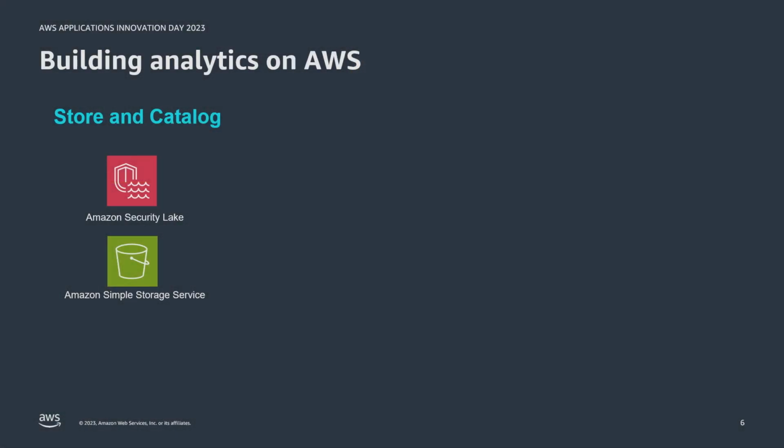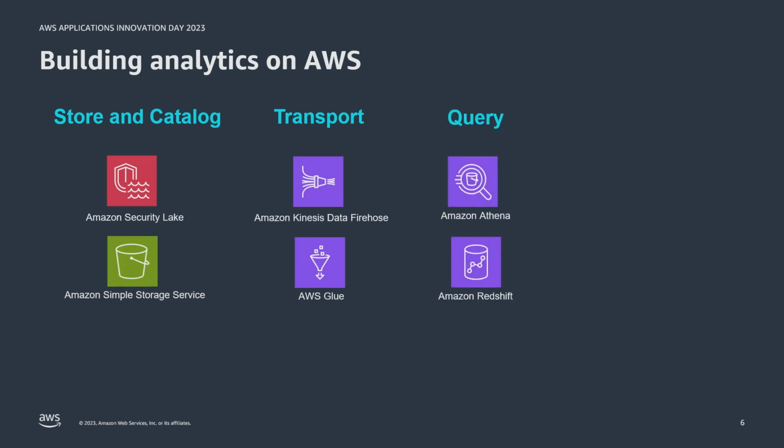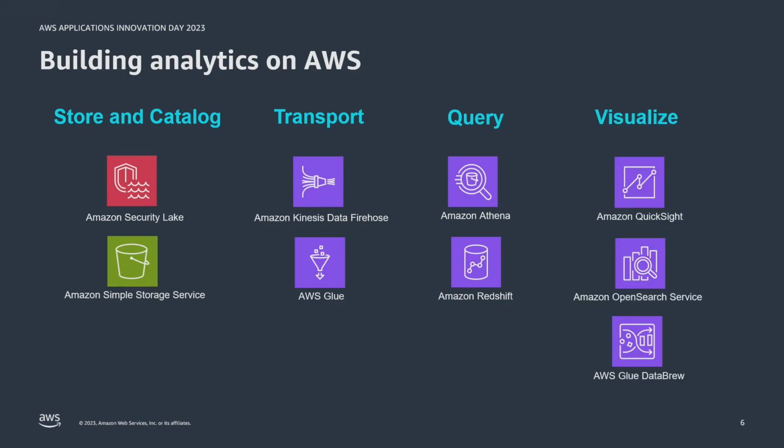Now that we have discussed why you might want to build custom analytics on AWS, let's talk a bit about the various services AWS provides to help you achieve that goal. To store, manage, and catalog the data you build your custom analytics on, AWS provides Amazon Security Lake and Amazon S3. To move data from one service to another, AWS provides Amazon Kinesis Data Firehose and AWS Glue. Similarly, services like Amazon Athena and Amazon Redshift help customers get the answers that they need using SQL. Finally, services like Amazon QuickSight and Amazon OpenSearch Service provide you with dashboarding capabilities with rich visualization and powerful searching, filtering, and reporting capabilities.